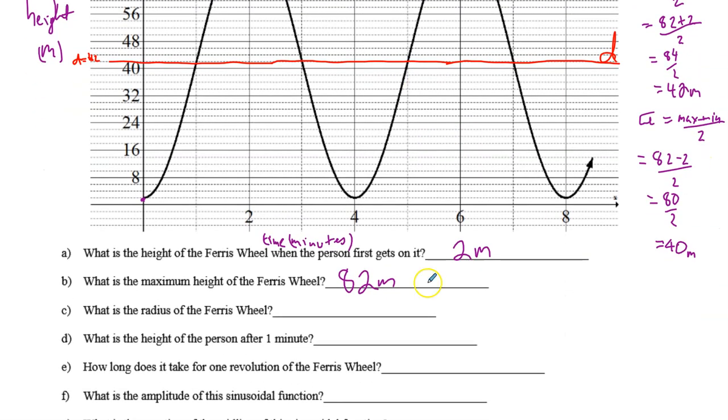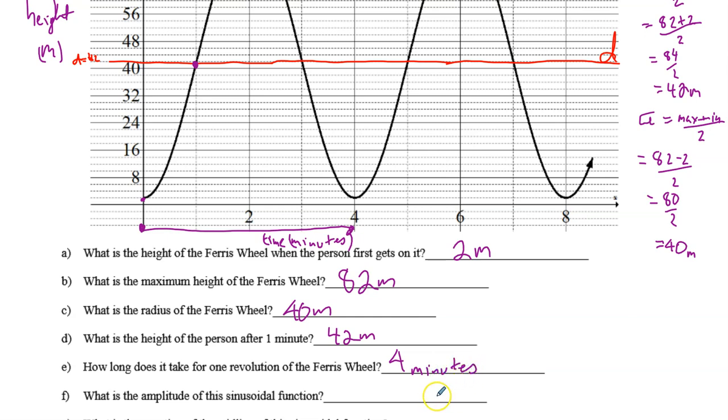So what is the radius of the Ferris wheel? It's 40 meters. What is the height of the person after 1 minute? So in 1 minute, it looks like we're just going to reach the middle here. So that's 42 meters. How long for one revolution? So that's starting at the bottom and getting back down to the bottom. The Ferris wheel will have gone around once. So that's 4. But any numbers we give that relate to this axis are in minutes. So 4 minutes.